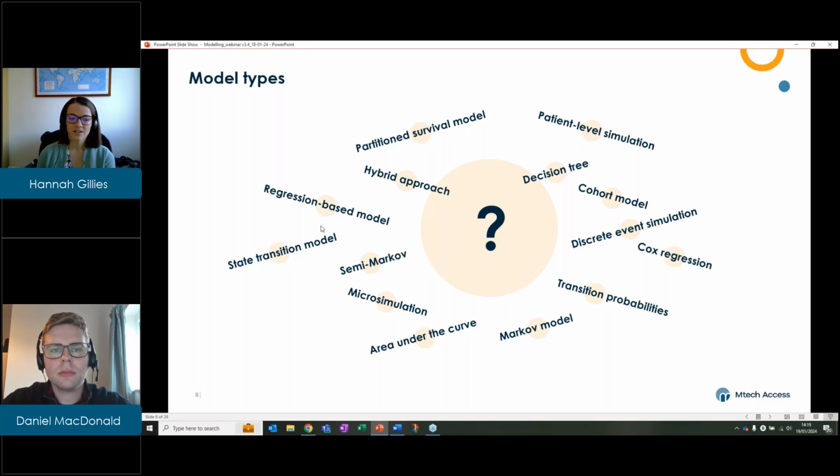So these kinds of differences and details can be confusing, especially when you're new to the topic. And although we won't be able to cover all of the possible types, we just wanted to describe some of the key model classifications and structures during this webinar to hopefully bring some clarity to this topic.